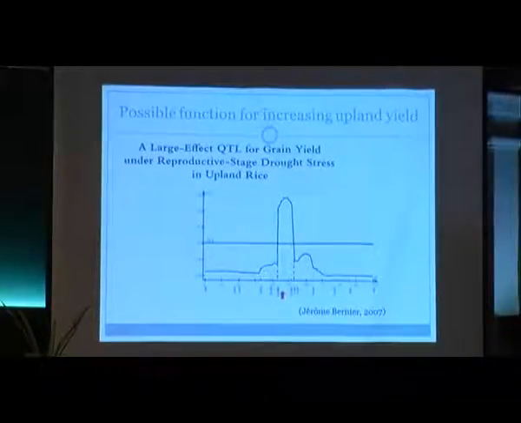After searching the literature, we found there is a large effect QTL which colocalizes with our ETAs, and this QTL is so far the only large effect repeatable QTL for grain yield under drought stress in upland rice. So I think this is also good evidence for the function of this ETA site.